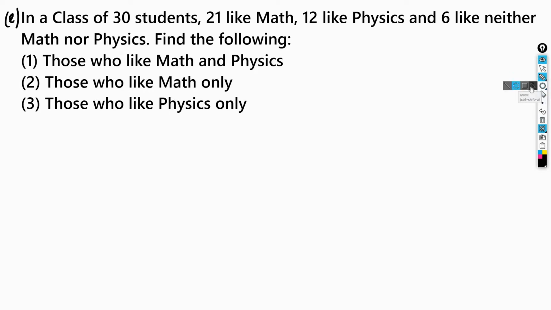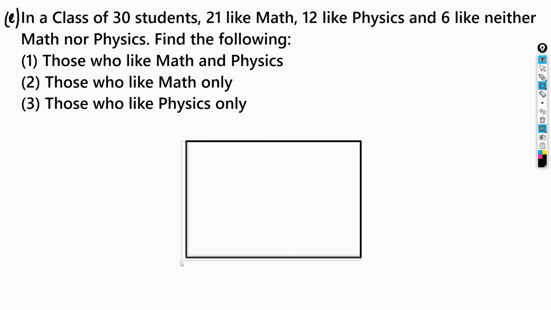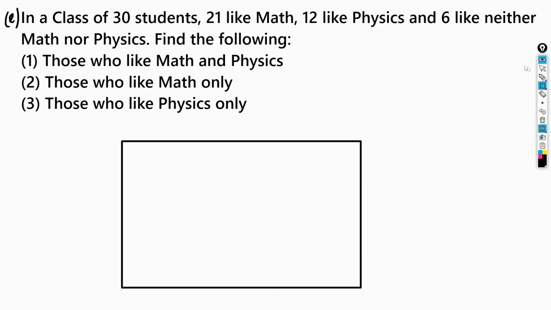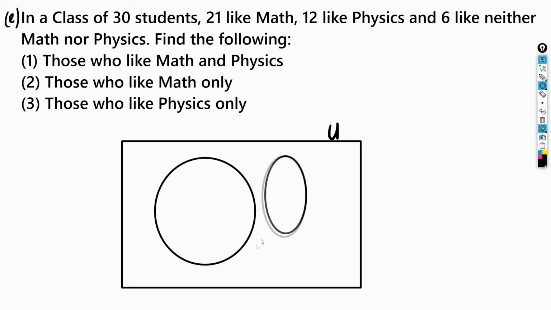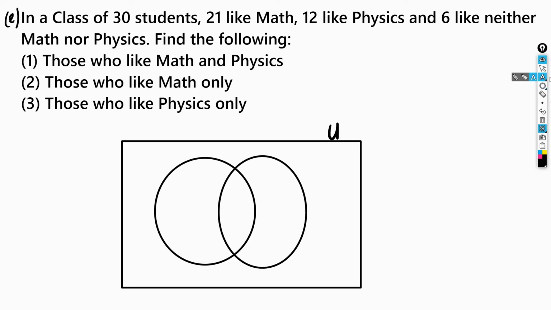All right, so to solve this question, guys, we do the same thing. We're going to draw a Venn diagram, which represents the universal set. Then we're going to put two circles in there. One would represent math only, and the other would represent physics only. So let's just label those there. We should have an M, and the other one would be P for physics.